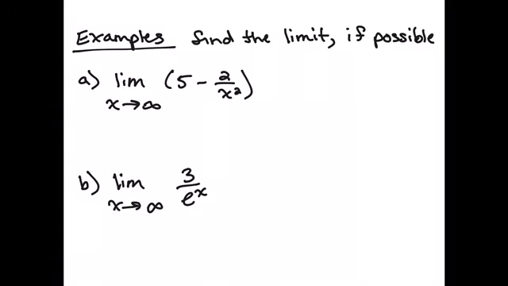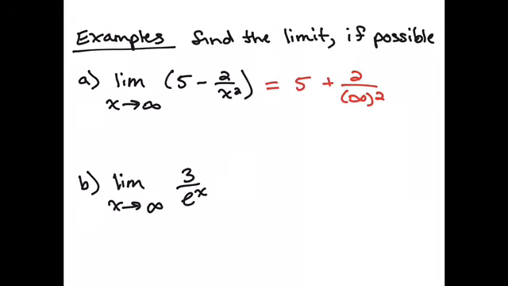Okay, so find the limit if possible, meaning these aren't all going to result in horizontal asymptotes. Some of them, their end behavior is going to go to positive or negative infinity. So what I'm going to do is a direct substitution. Okay, so let's think about the second term here.